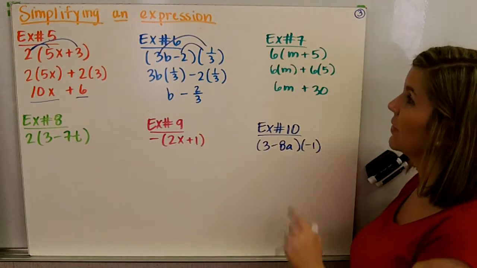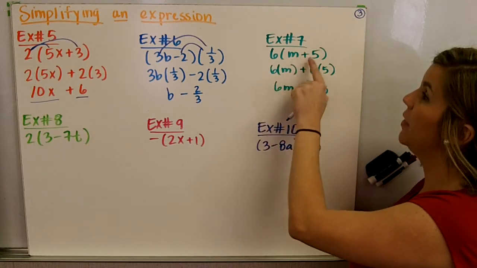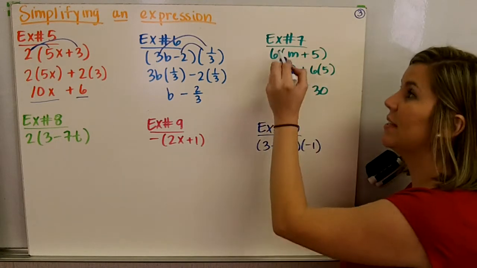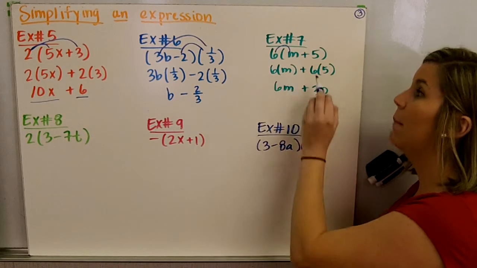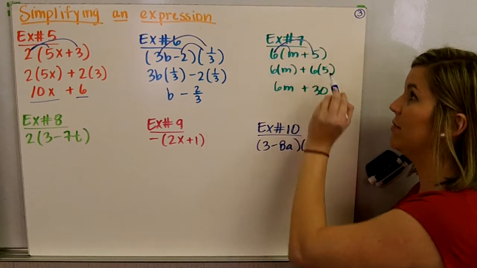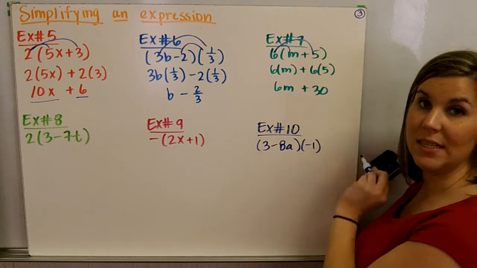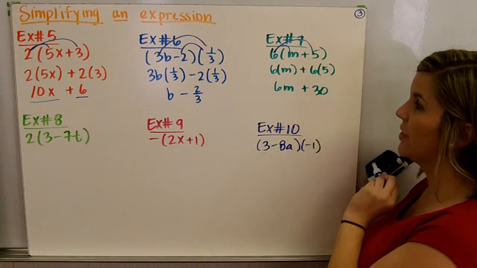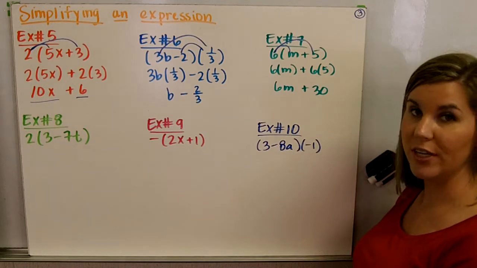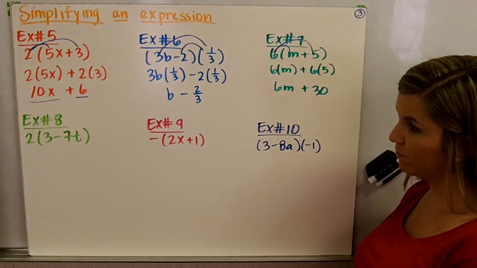Example number 7. 6 times the quantity m plus 5. This is 6 times m plus 6 times 5. 6 times m is 6m, and 6 times 5 is 30. So 6m plus 30 is the simplified expression.